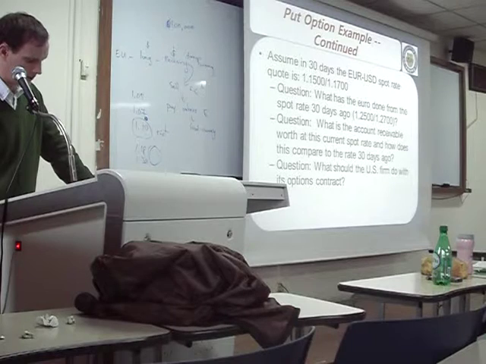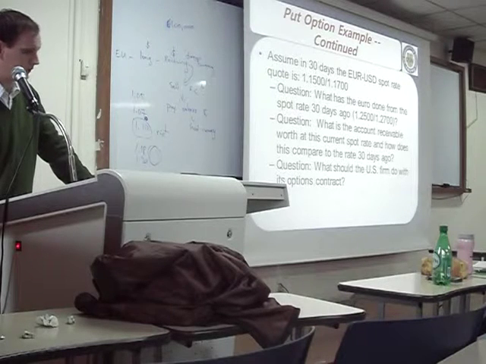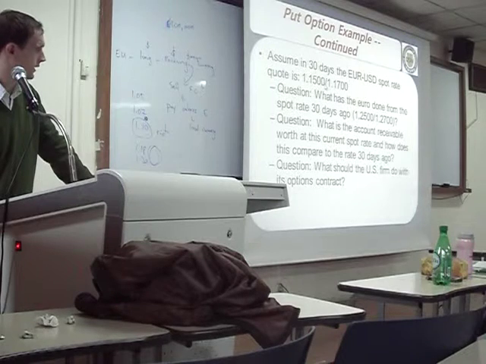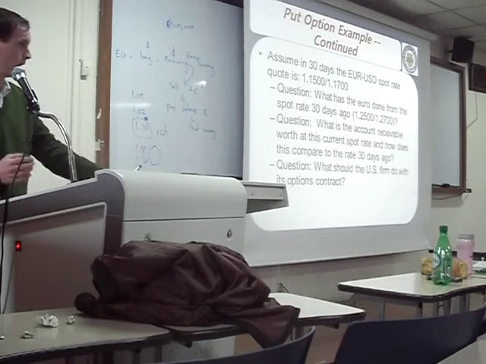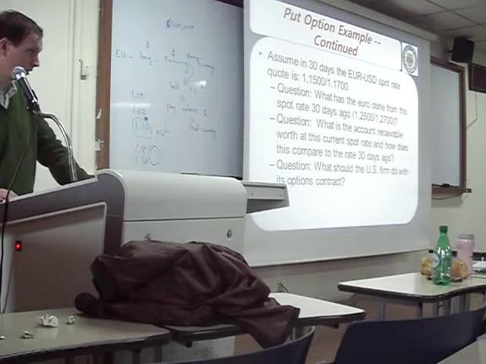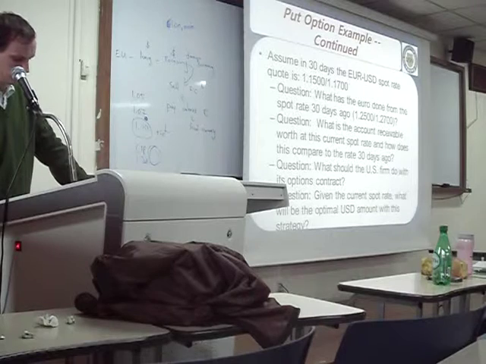Do I want to get $10,000 less? No. Not really, right? So what should the US firm do with its options contract? Use it or not use it? Use the contract. How much will I get if I use the contract? Here I'm getting 115,000, right? How much will I get if I use the contract? 120. Anyway, I've paid the premium already, okay? So it would be minus here or minus here, okay?